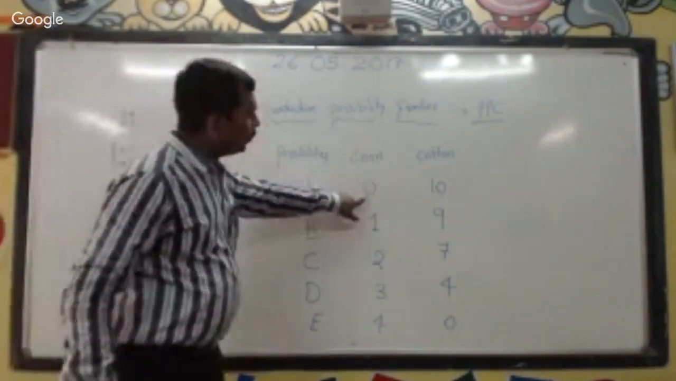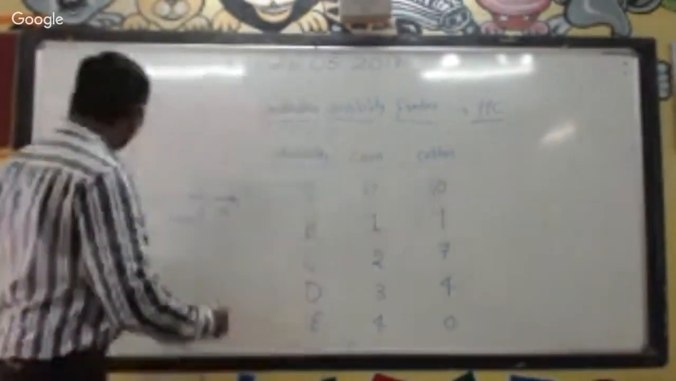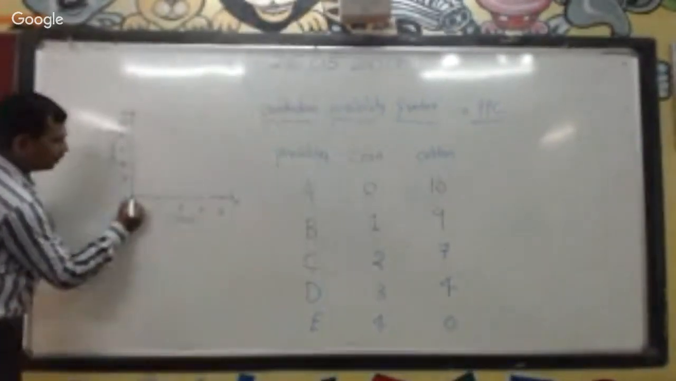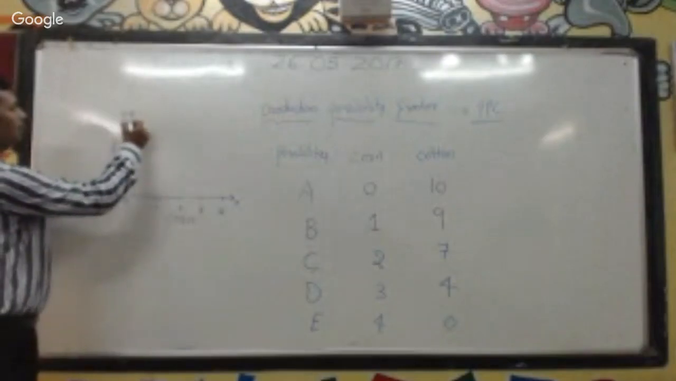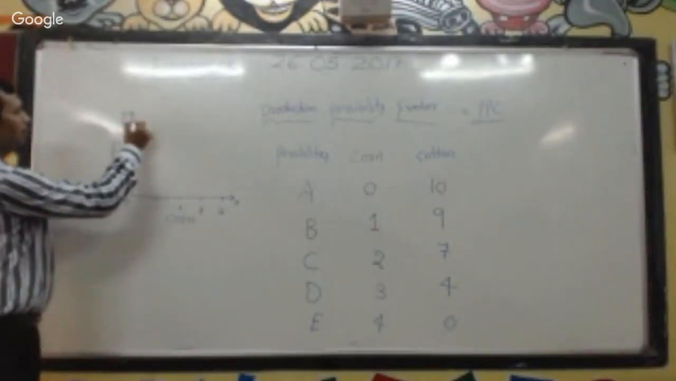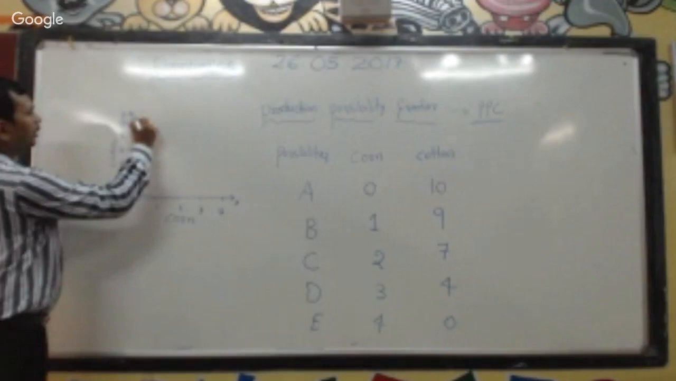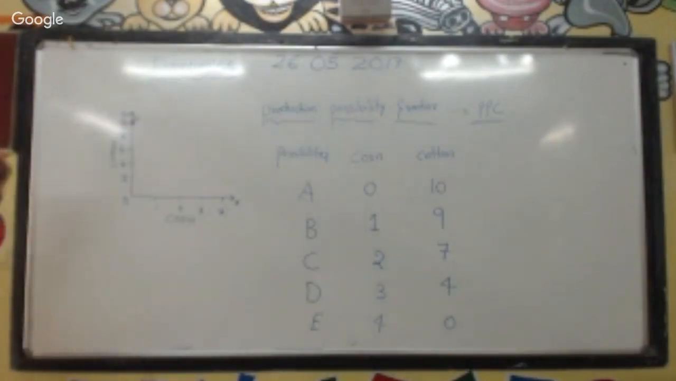0 units of corn and 10 units of cotton. This is the first combination. Combination A. It is called combination A.